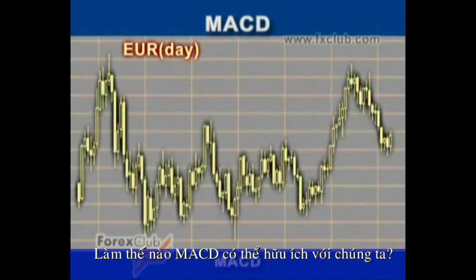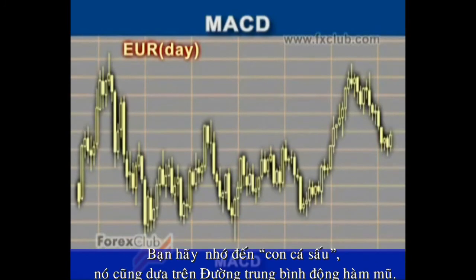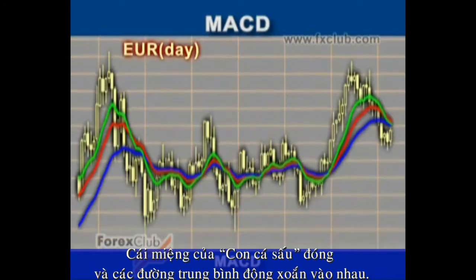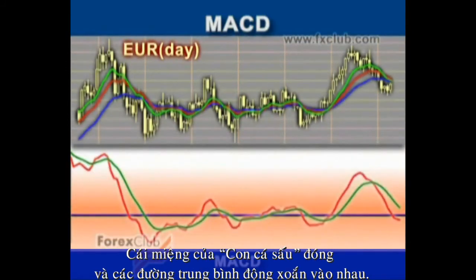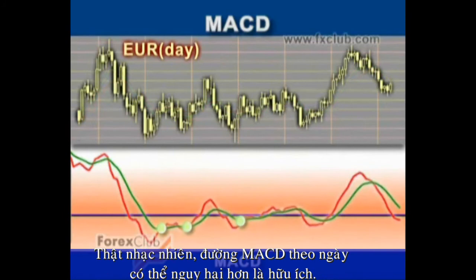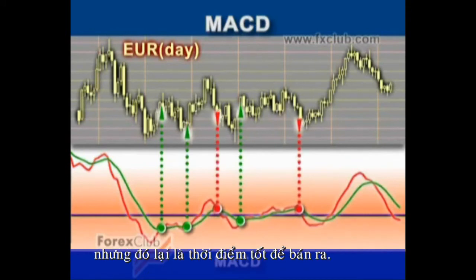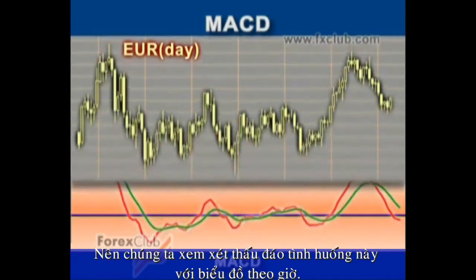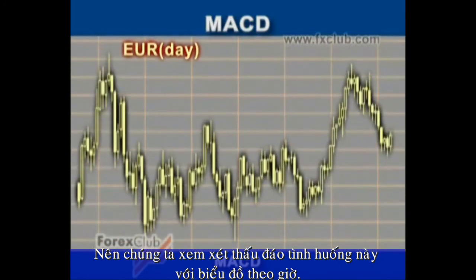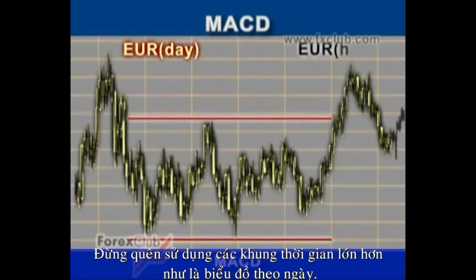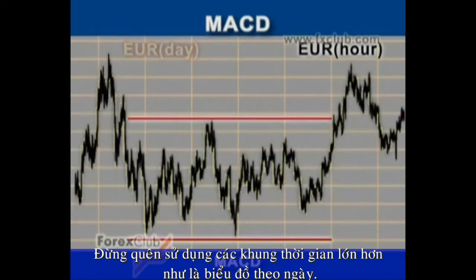How can MACD help us here? Remember the alligator. It's based on exponential moving averages too. The jaws close and moving averages twist against each other. Surprisingly, a daily MACD can be more of a hindrance than a help. Its signals lag and we could buy when it's time to sell. So, we examine this situation thoroughly in terms of hours, not forgetting to use the borders of the range from the daily chart.